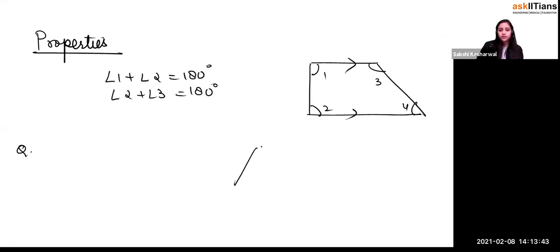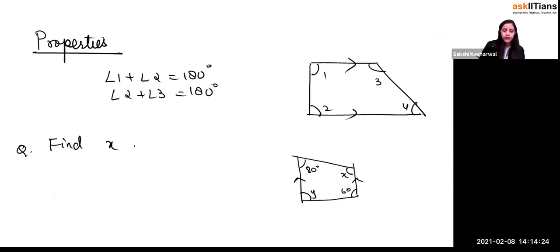So can I give you a question? Like, if this is a trapezium, and I'll just make a different type of trapezium. This side is parallel to this side, and this angle is 80 degrees. Find x. And this other angle is 60 degrees. Find y. So I said find x and find y.